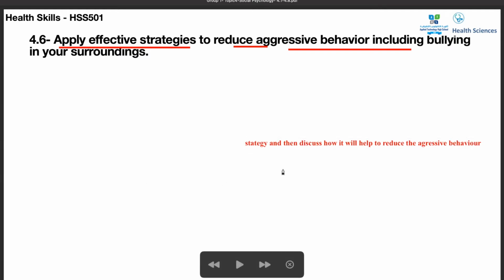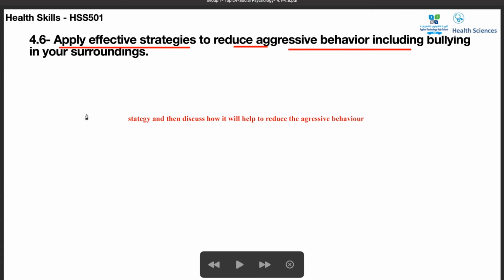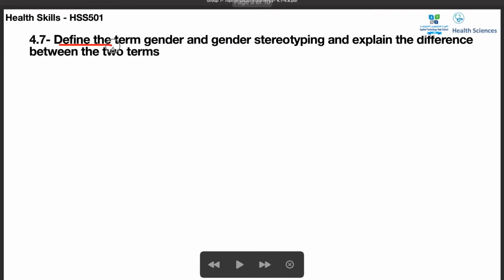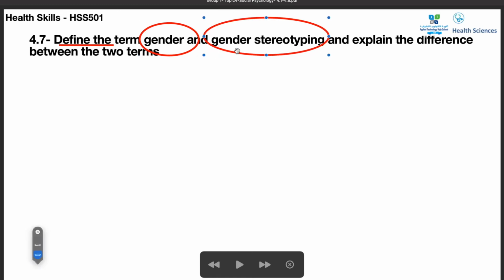Okay, so this is how it will work. Then let's move to 4.7: define the term gender. So you will define what is gender, and you will define what is gender stereotype. Okay, and then explain the difference between them. This is straightforward.